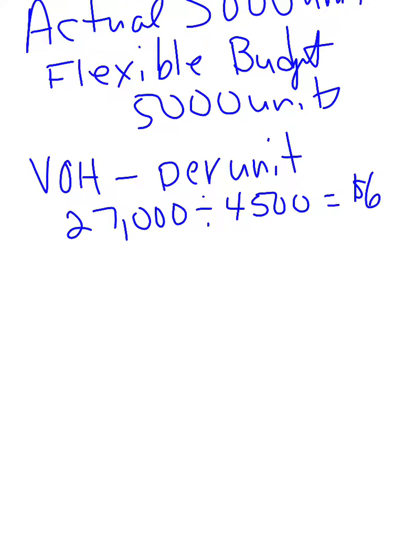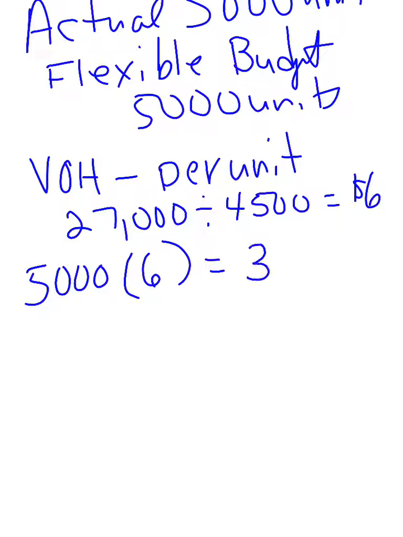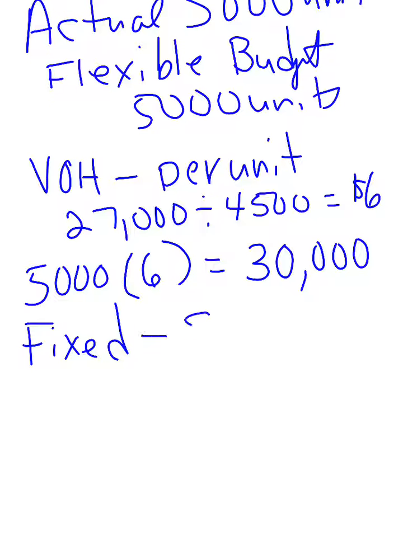So the next step is to figure out what it would have been at 5,000. At 5,000, we would take 5,000 units times 6, and we're looking at a cost of $30,000 based on this flexible budget of 5,000 units. Now remember, fixed stays the same. It doesn't change based on the production levels we're producing.